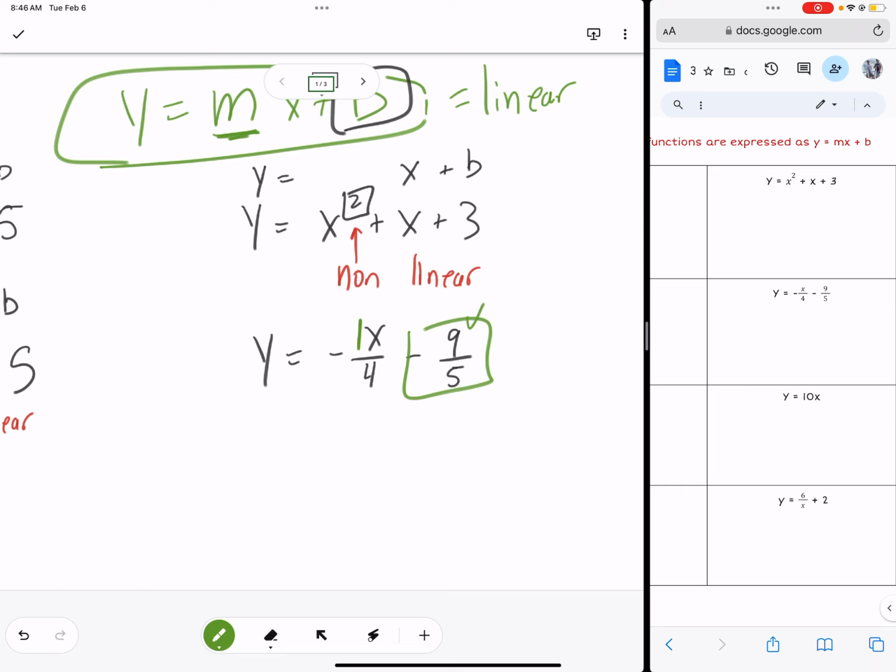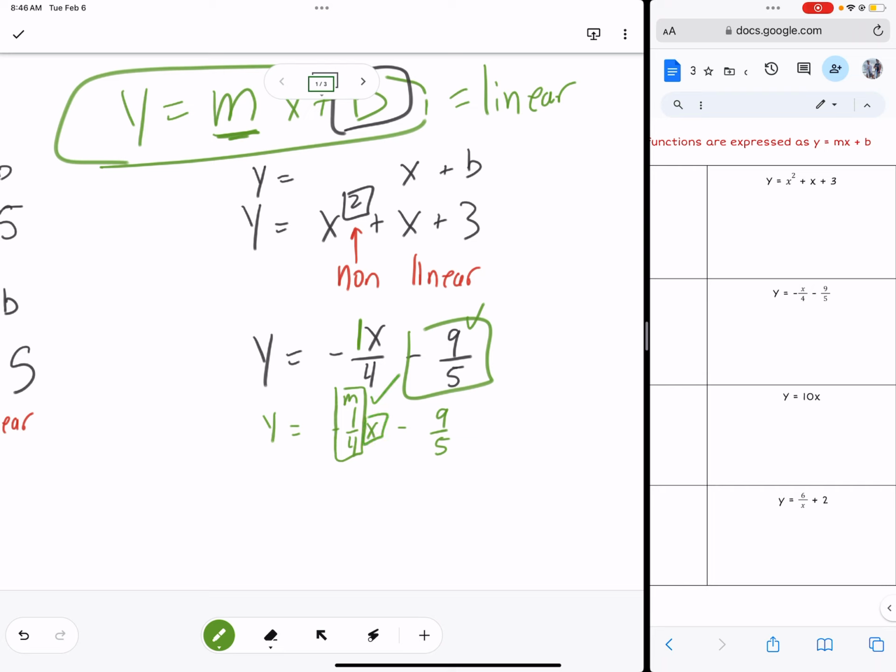It's technically 1x, yes? So couldn't I rewrite this as y equals negative 1/4 x minus 9 over 5? Yes, I can rewrite that. It's the same thing. Dividing by 4 is the same thing as multiplying by 1/4. Is m allowed to be a fraction? Yeah, your slope can be a fraction. You would just go up 1 over 4, or down 1 over 4. So m is allowed to be a fraction.